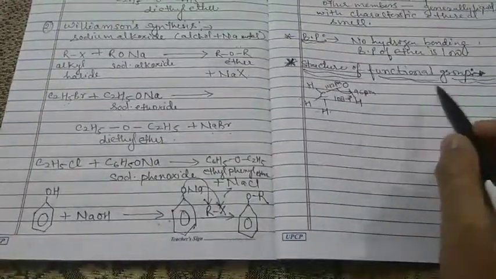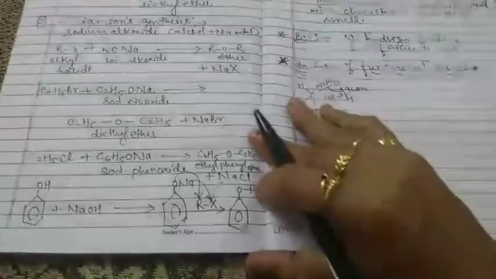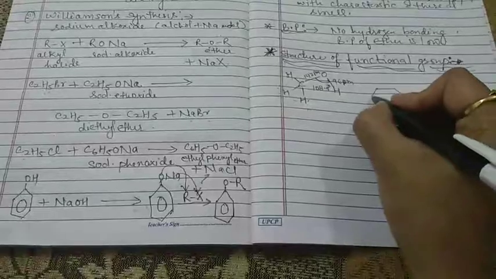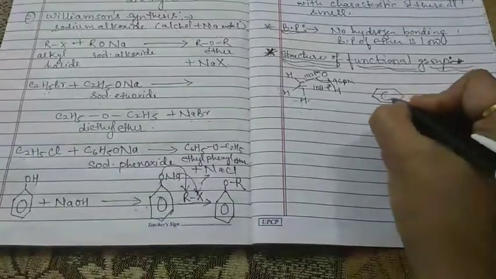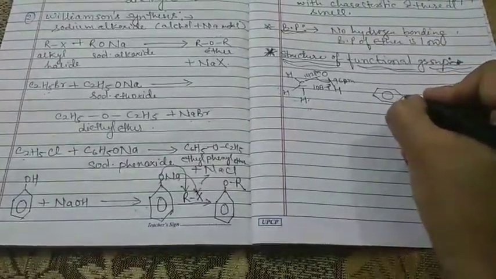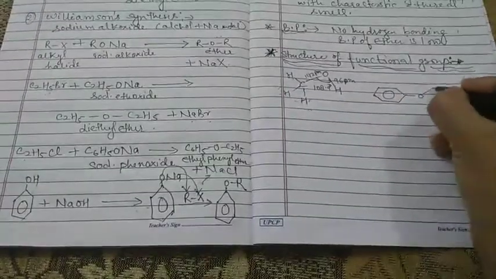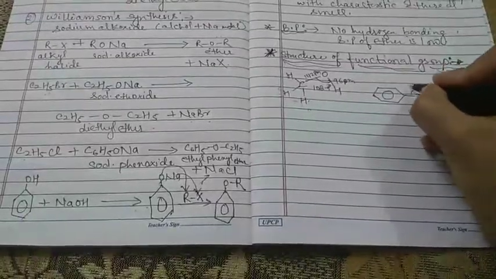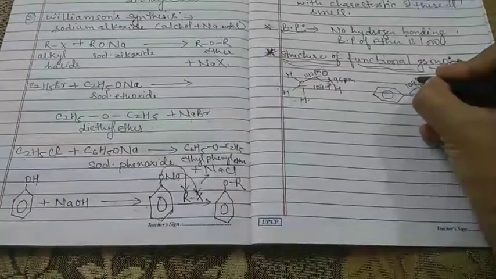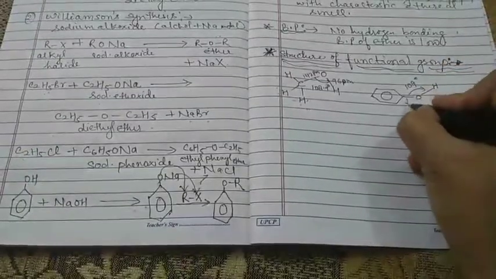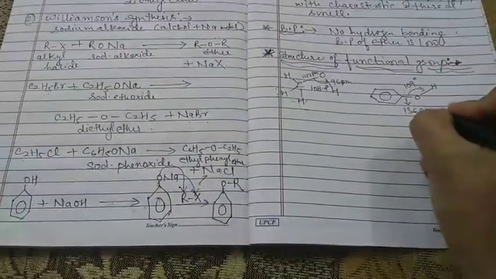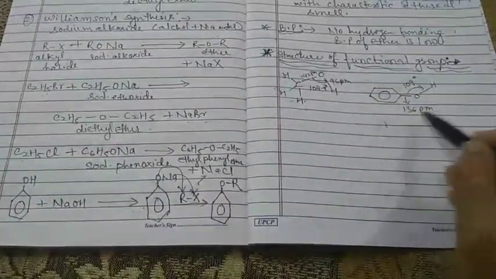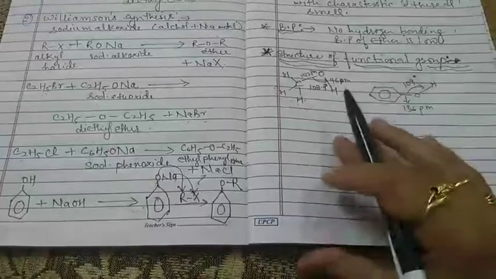Now if we are talking about phenol, the first member of the family is phenol. The structure of phenol is like this. This is the benzene ring, here O and this is H. Here the angle is 109 degrees and this distance is 136 picometers. This is phenol, and that is methanol, CH3OH. This is a benzene ring attached with the OH group, that's why it is a phenol.